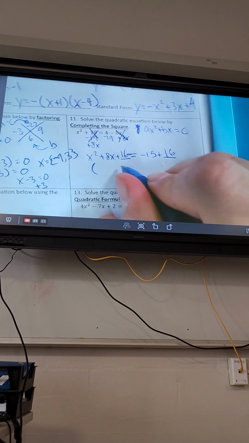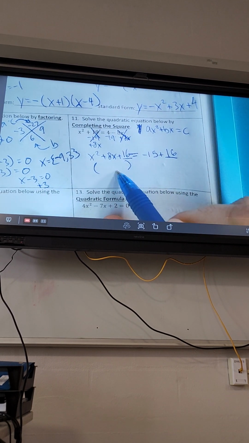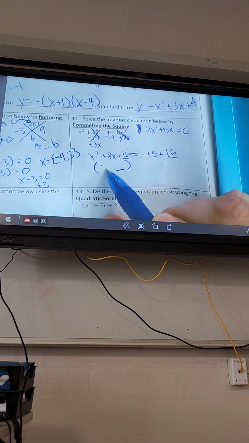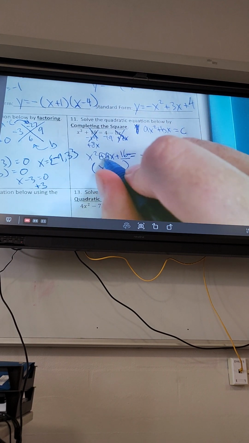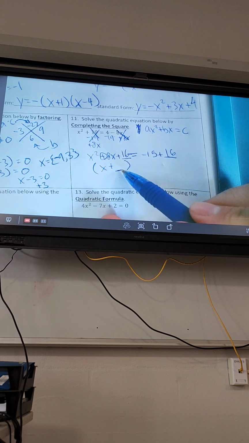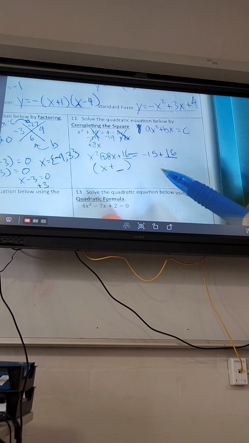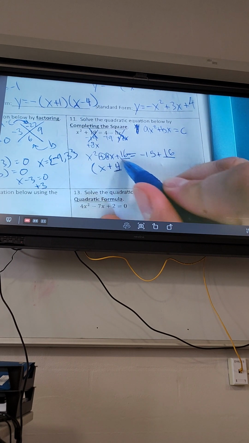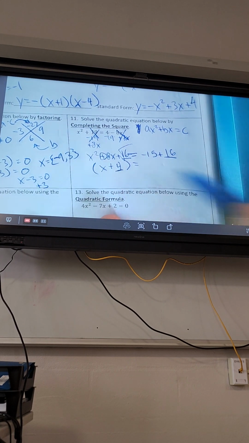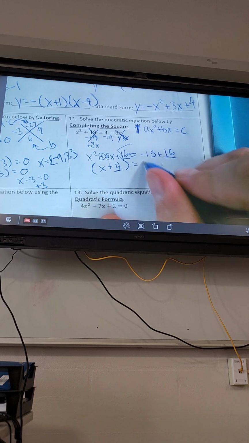Now another blank on your test is going to be, what is the blank right here? Well, we know it's going to be x, and if this is plus, it's going to be plus. What goes in this blank right here? How do I turn this? No, not 16. 4. Remember, it's the square root of whatever that number is. Negative 15 plus 16 will give you 1.